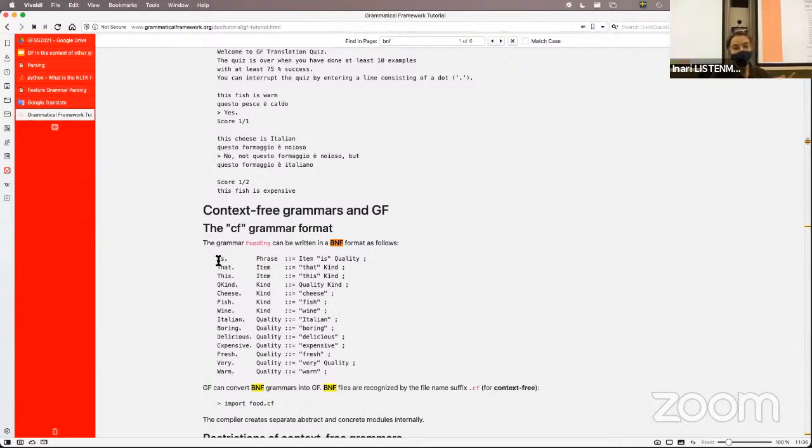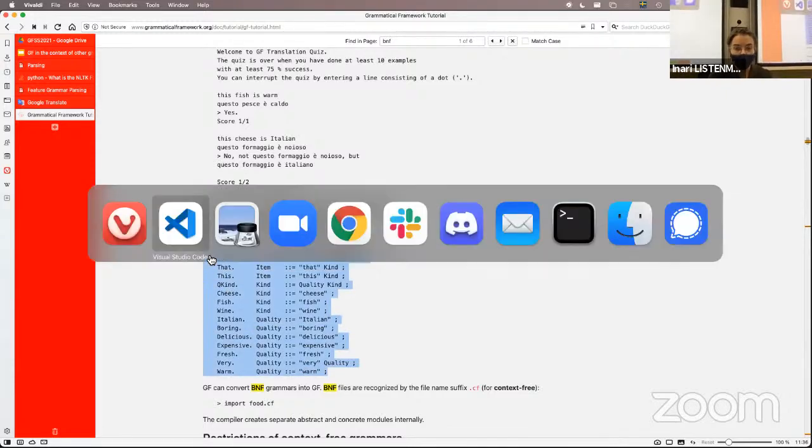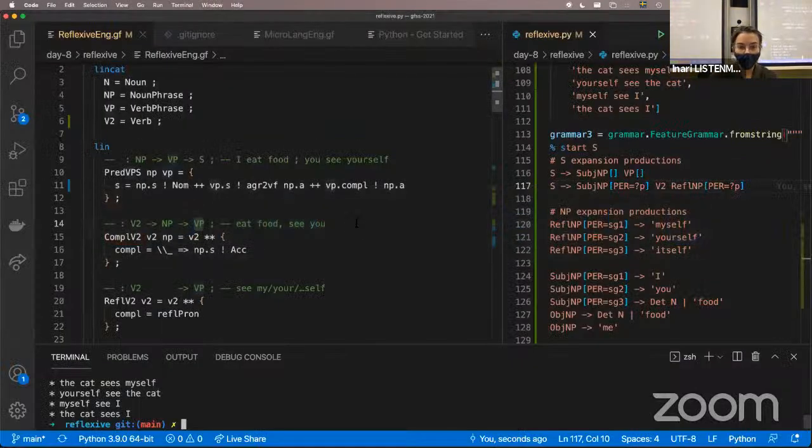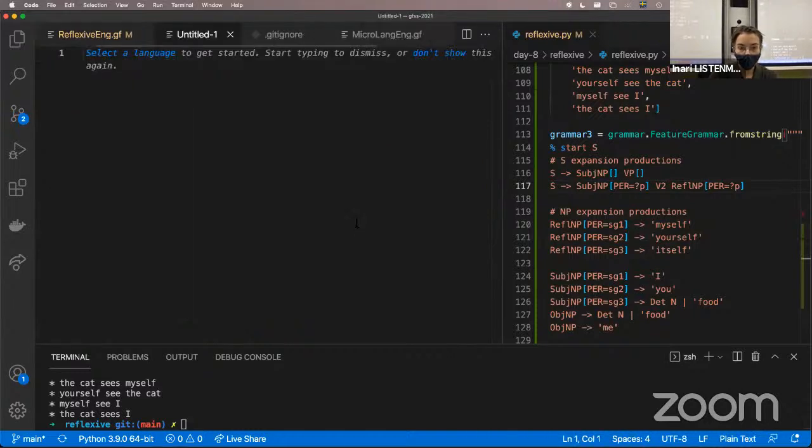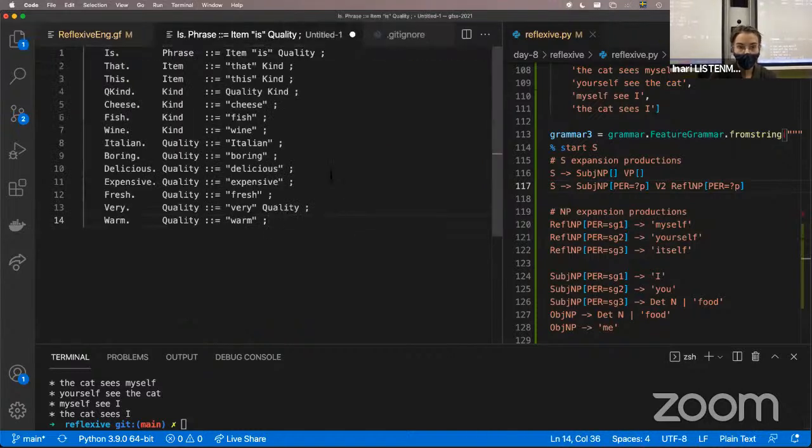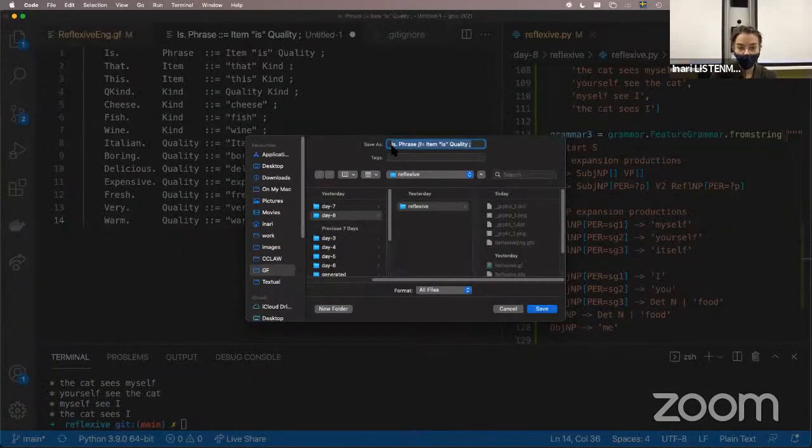this is one way of writing the foods grammar, like this. We can just copy this into GF. Because in the feature grammar, you technically build up some constraint system. Yeah, exactly.